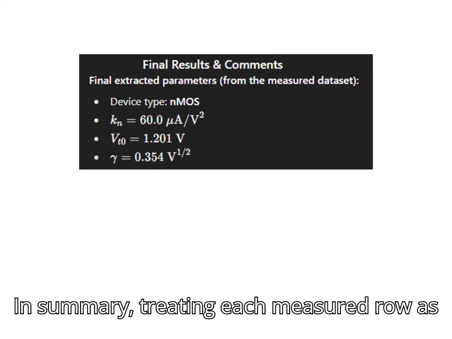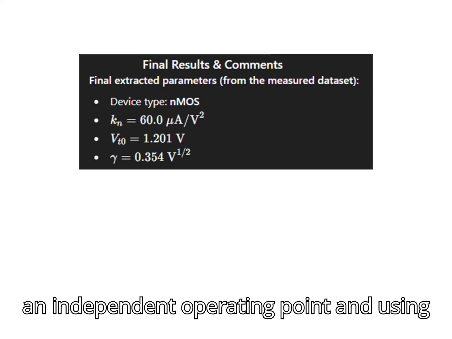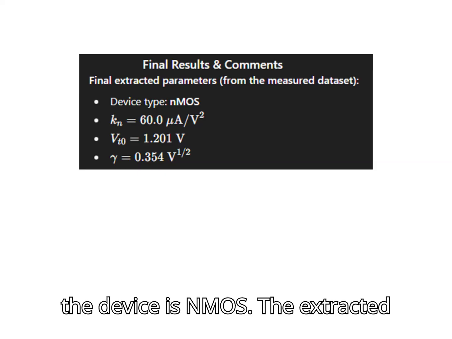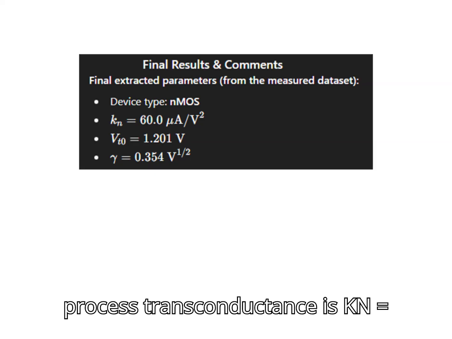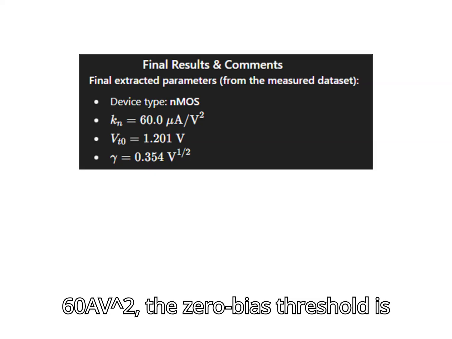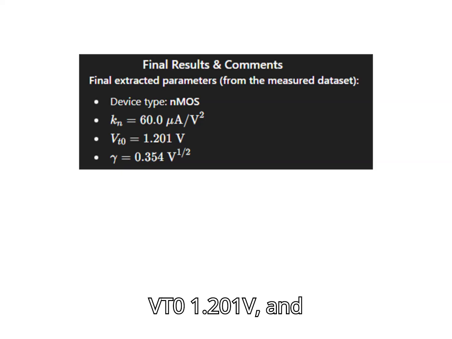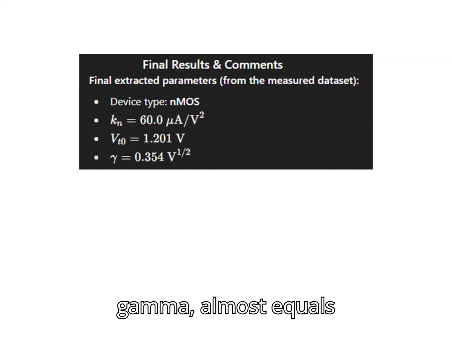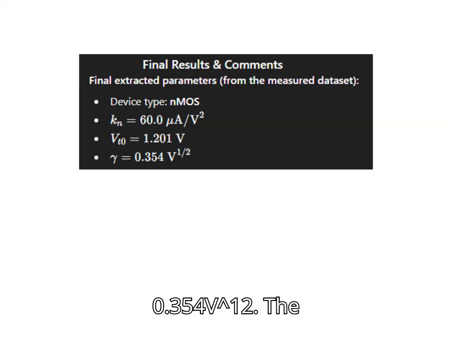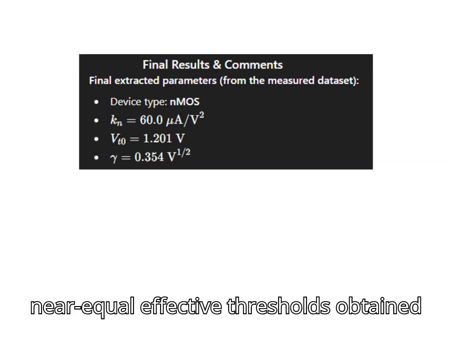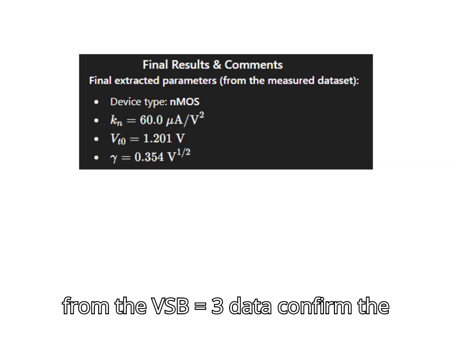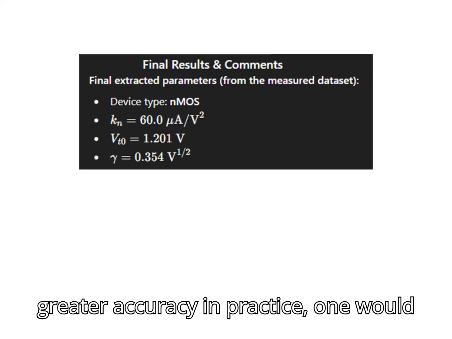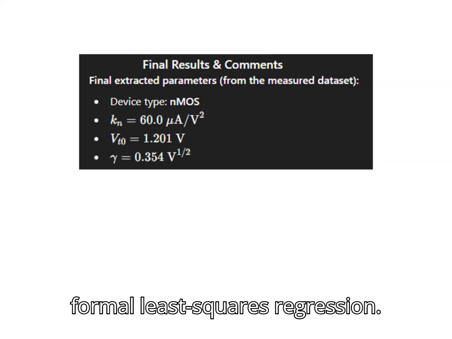In summary, treating each measured row as an independent operating point and using the saturation current model, we conclude the device is NMOS. The extracted process transconductance is Kn equals 60 µA/V squared, the zero-bias threshold is Vt0 equals 1.201 V, and the body effect coefficient is gamma, almost equal to 0.354 V to the power of 1/2. The near-equal effective thresholds obtained from the VSB equals 3 data confirm the self-consistency of the extraction. For greater accuracy in practice, one would take more measurement points and apply a formal least squares regression.